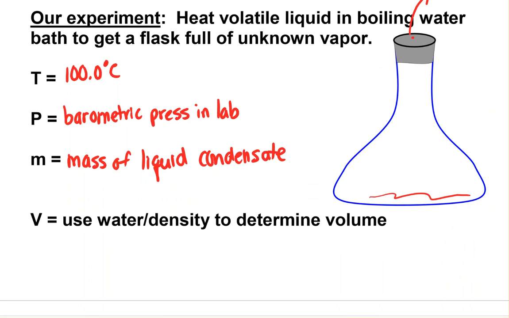Okay, now the volume, we need to get the volume. Well, the volume is a little bit tricky because even though our flask says 250 milliliters on it, that's not the true volume of the entire flask. Our unknown filled this entire flask, and we need to know the volume of the whole thing. It's not a volumetric flask or anything. So the way we get the volume is by using water.